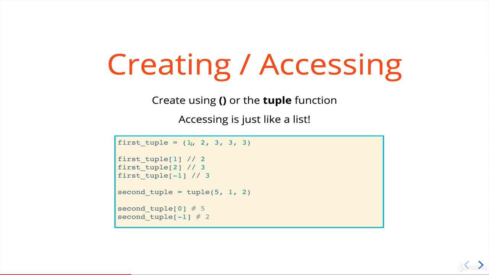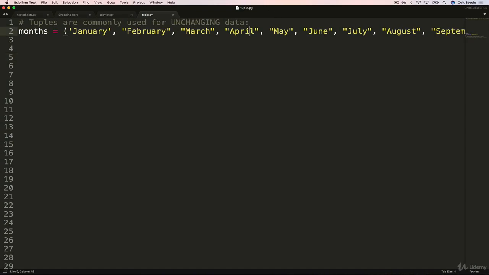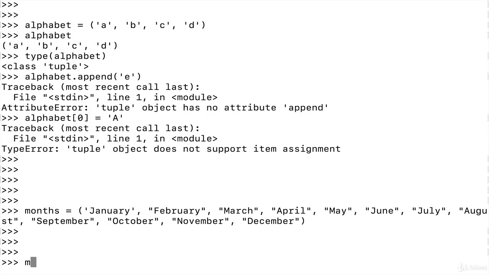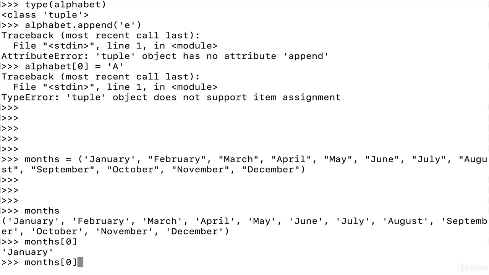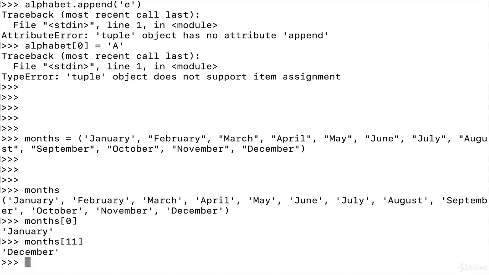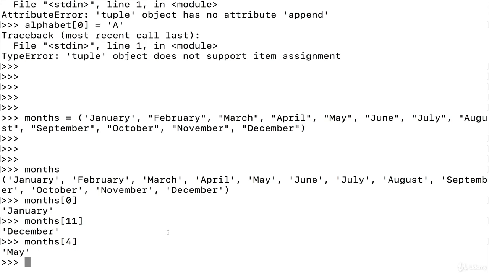There is an order, so we can do things like, if I copy this over and paste it in, we have months. And I can do things like, what is the first month? Month 0 is January. How about month 11? December. Remember, they start at 0, just like with a list or a string. Or we could do 4 or so on.